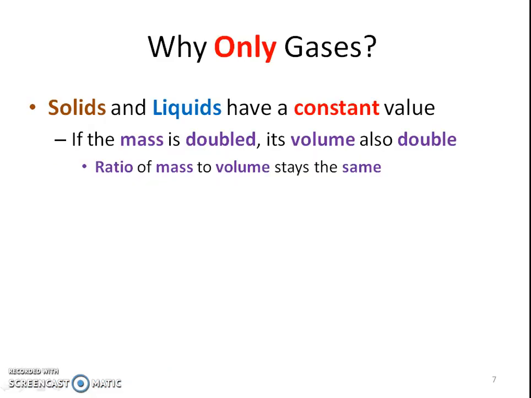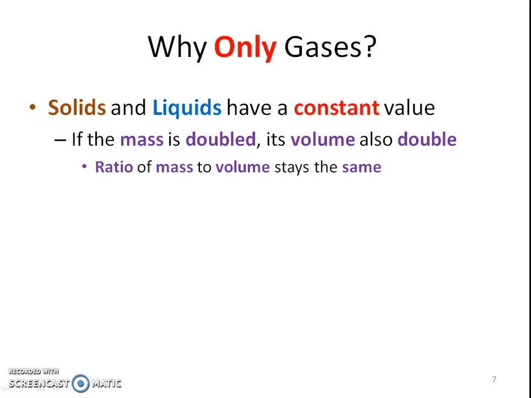So think about this. Solids and liquids are always going to have a constant value. If we take a chunk of solid and we double its mass, that means its volume is also going to double. So the ratio between the mass and the volume stays the same. Because it's a constant value for solids and liquids, they are not part of the equilibrium expressions.